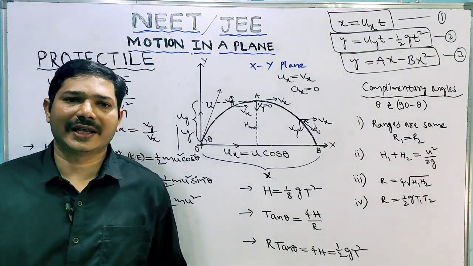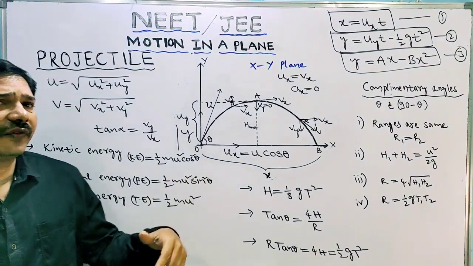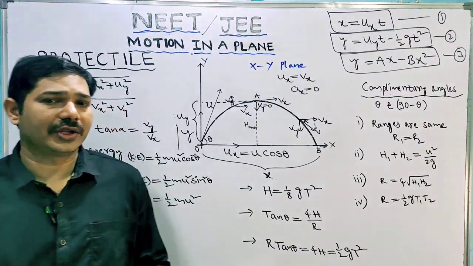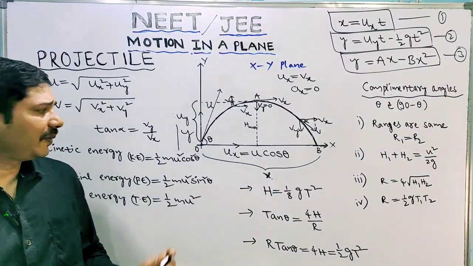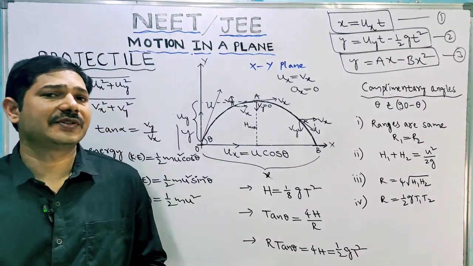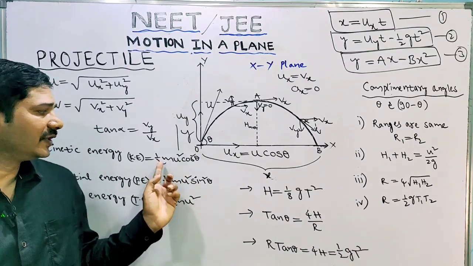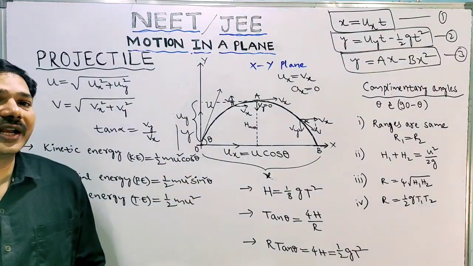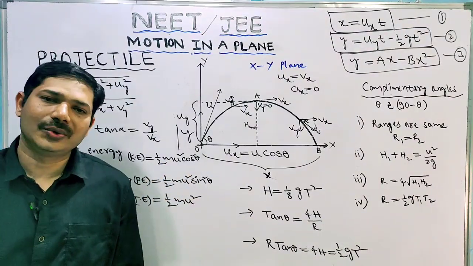Okay, so next, the kinetic energy at maximum height. What will be the kinetic energy? At maximum height, the vertical velocity becomes 0, only the horizontal component remains. So you can take half m ux square. Ux means u cos theta, so that is why half m u square cos square theta.